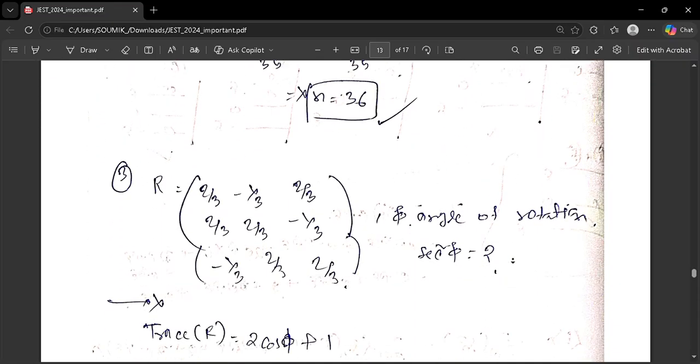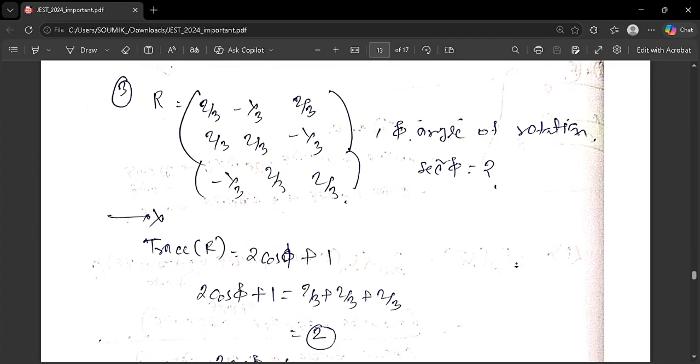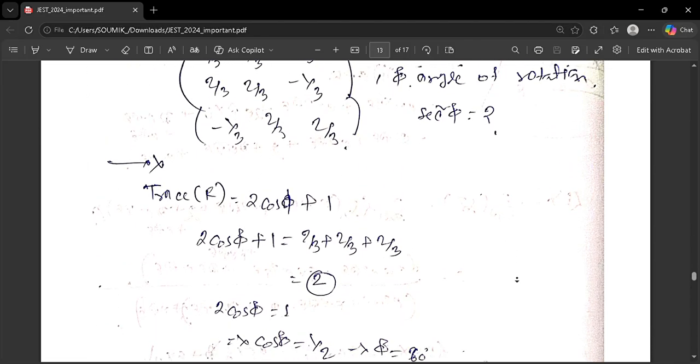Okay, next question, from mathematical physics. A rotation matrix is given. Phi is the angle of rotation. We have to find sec square phi. For a rotation matrix, you always know that the trace of the rotation matrix is equal to 2 cos phi plus 1, when phi is the angle of rotation. So the trace of R is equal to 2 cos phi plus 1. From this we can find cos phi, and so we can find sec square phi.